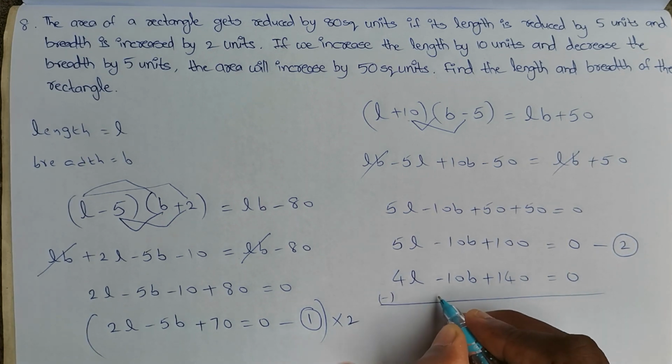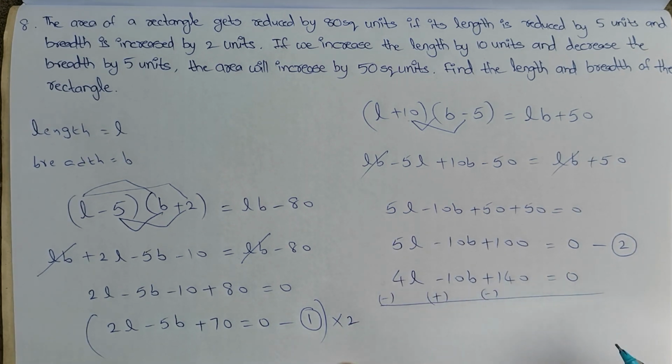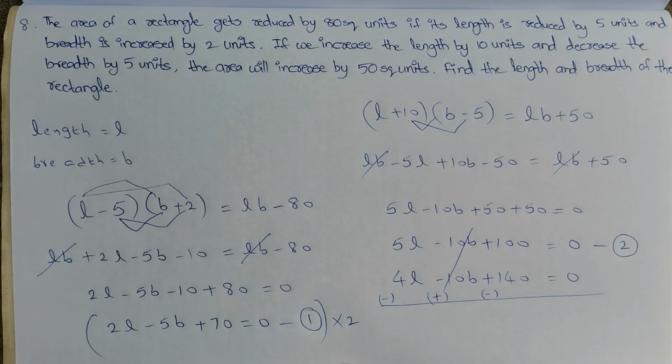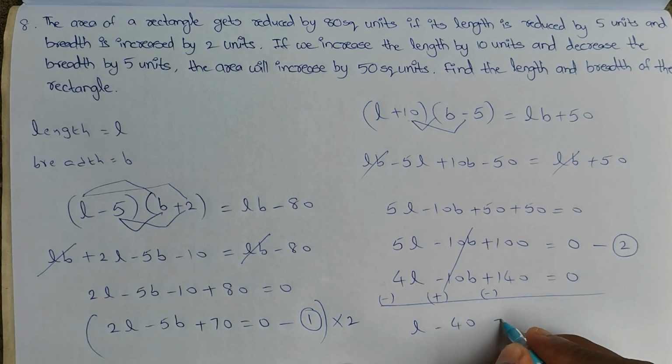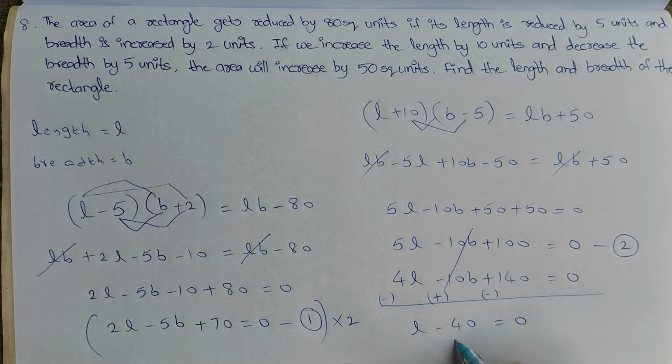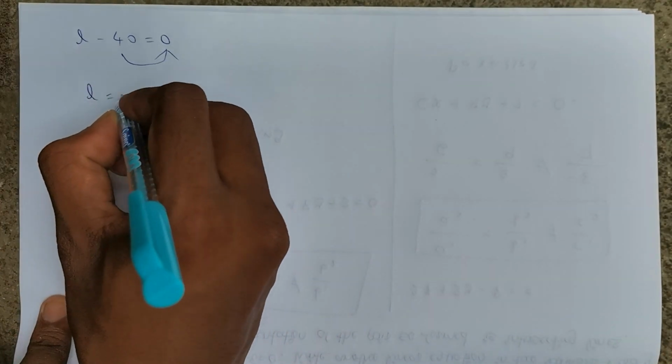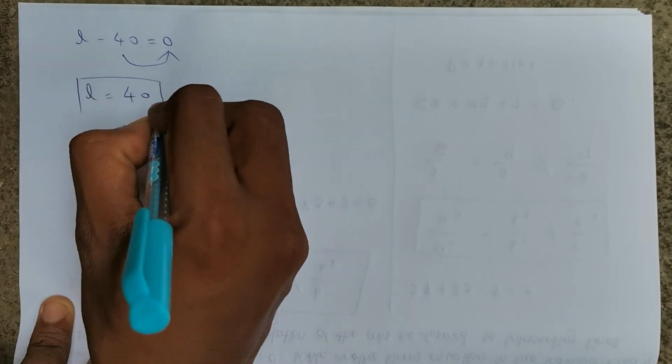Plus will become minus, minus will become plus, plus will become minus. Minus 10B plus 10B both will get cancelled. Next, 5L minus 4L, L. 100 minus 140, minus 40, equals 0. Now this minus 40 I will take to the right side. Minus 40 I am taking to the right side. So we get L equals plus 40.